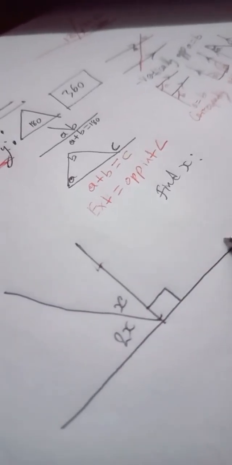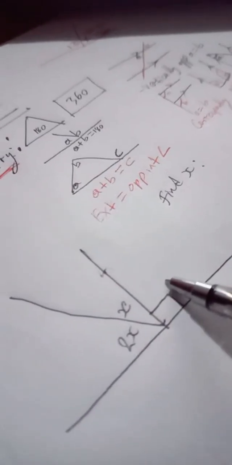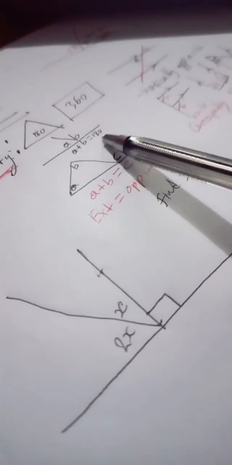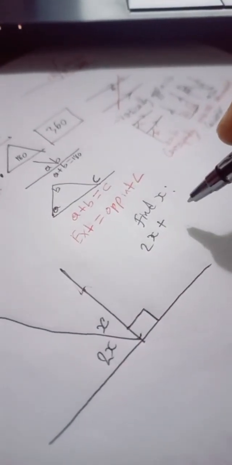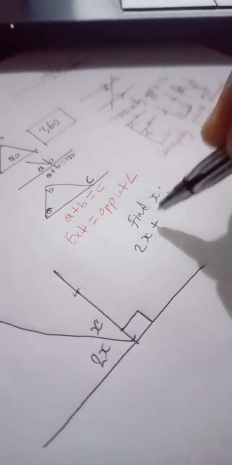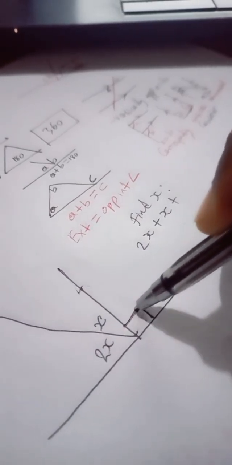Remember, this is a straight line. So if we take this angle and this angle, it must give us what? 180 degrees. So we are going to say 2x plus x plus this angle, because we are given a sign here. This means 90 degrees. So it means plus 90 gives us 180 degrees. Like this. You see?